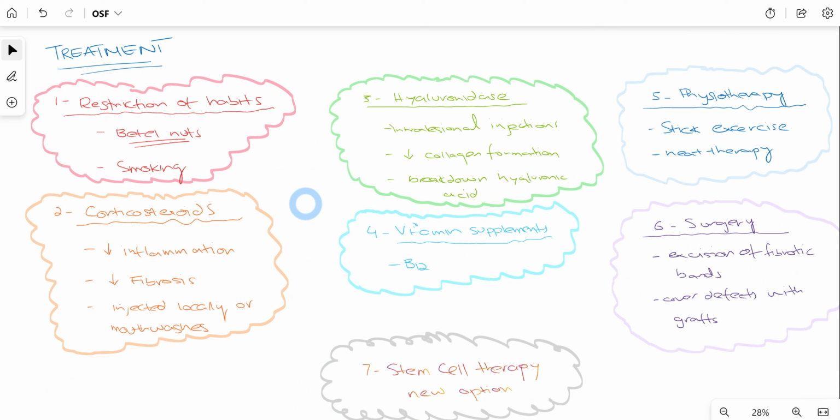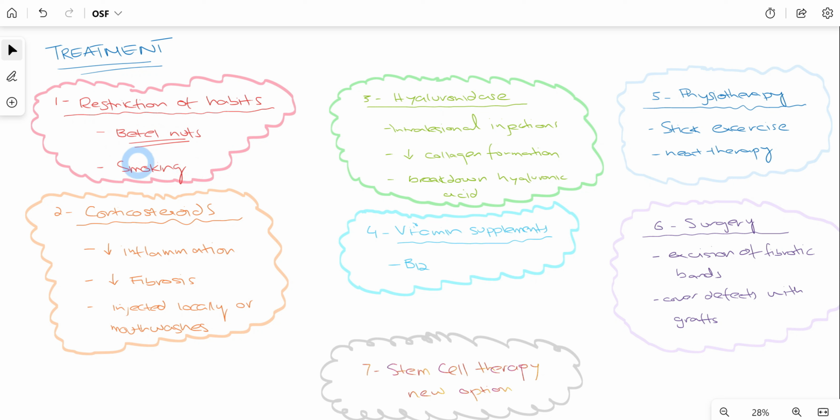Now, so far we have talked everything about OSF in terms of its etiology, pathogenesis, how we check for clinical features, and how a definitive diagnosis is reached that yes, the patient is suffering from OSF. Now, what are the different treatments we can offer the patient in order to help them live a better life, if not completely curing them of OSF? There are 7 approaches that we can take.